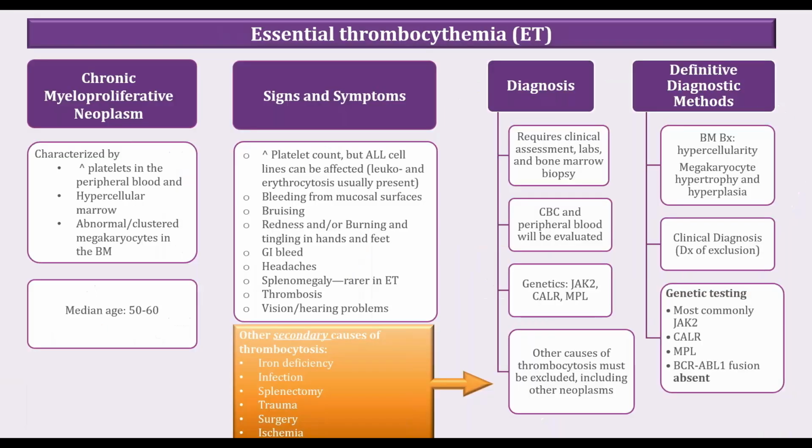So ET, also an MPN, as we discussed, is characterized by an increase in platelets in the peripheral blood and hypercellular marrow. Abnormal or clustered megakaryocytes in the bone marrow are also usually seen, and the median age for this disease is 50 to 60 years old. Just like PV, with ET, all cell lines are affected, but with ET, we're going to see that increase in platelets. So that's where we're going to see the most effect.